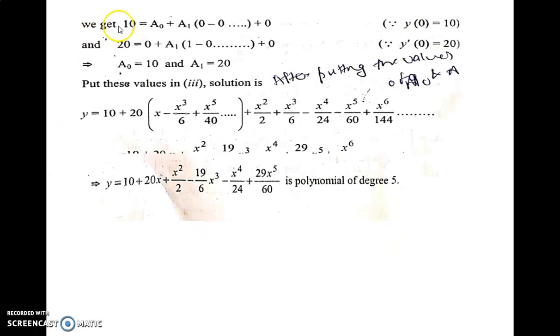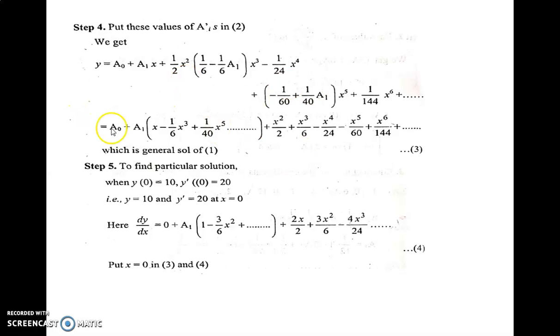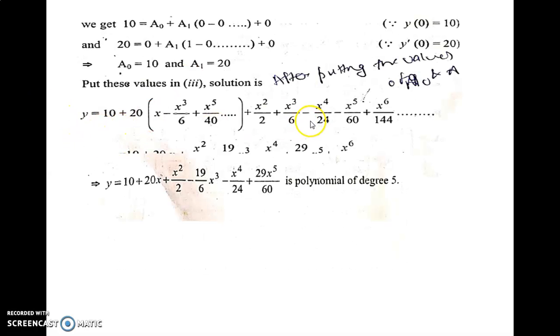Then you will get these two equations, because at x is equal to 0, y is given as 10. So we have taken 10 here, and y dash 0 is 20, dy by dx is 20. From here you will get the values of a0 and a1. Now put these values of a0 and a1 in this equation, and you will get this solution. And we have to find up to 5th degree only. So this is the up to 5th degree equation.